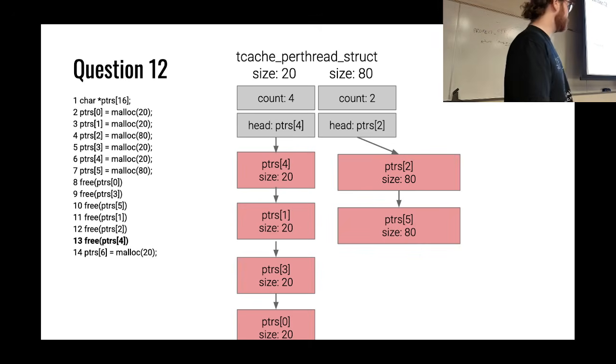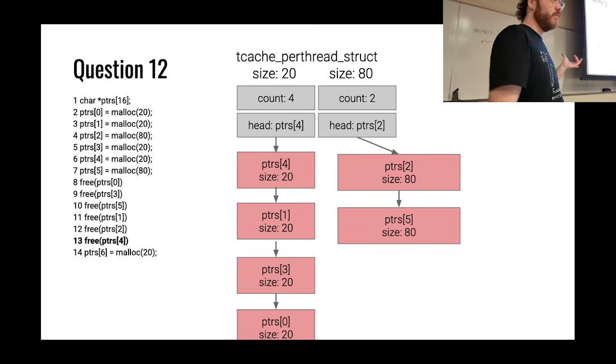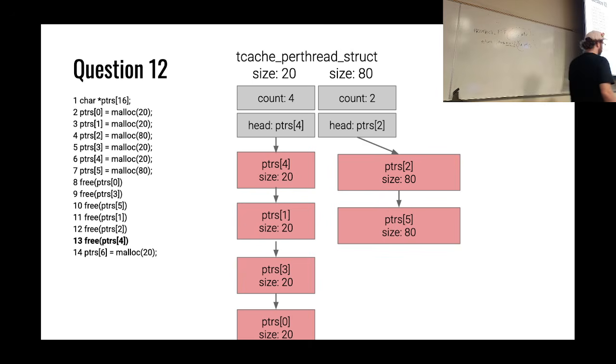And then the last thing that we asked people was, okay, now we're going to malloc one more chunk. When we malloc one more chunk, which chunk out of this list of things that I have freed previously is going to be returned to us?